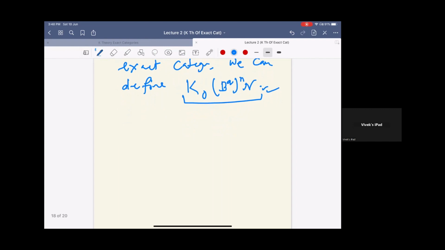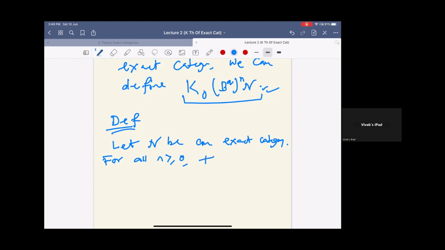All right. So what did Grayson define? The definition due to Grayson: so what is Grayson's group? So let N be an exact category. For all n greater than or equal to 0, the nth K group, Kn. I'm writing intentionally for Grayson, Kn grade.